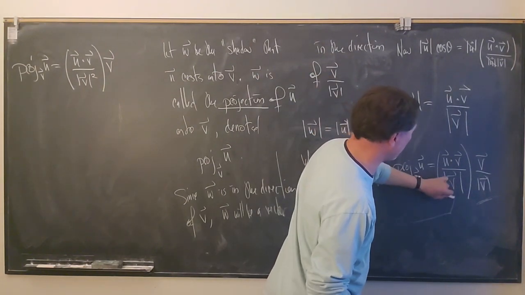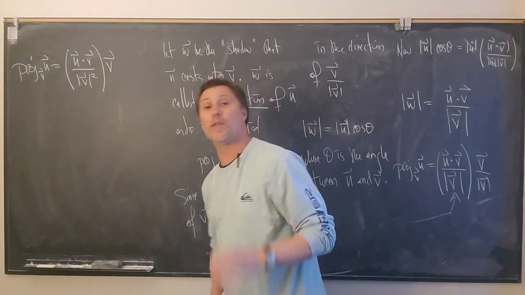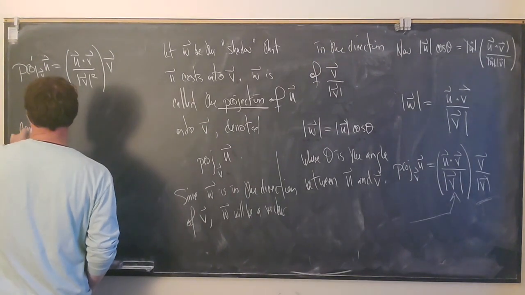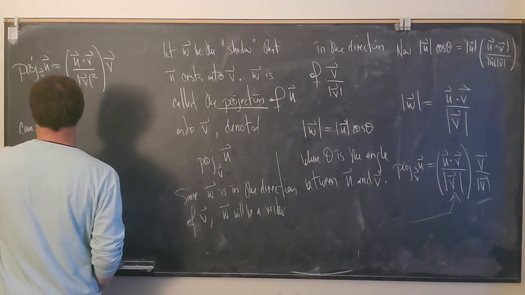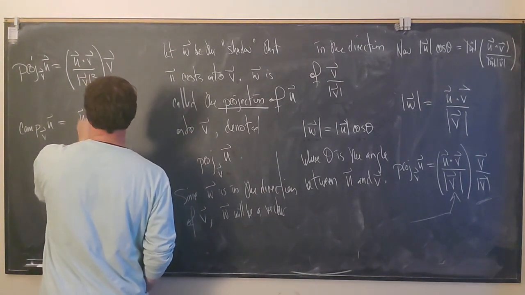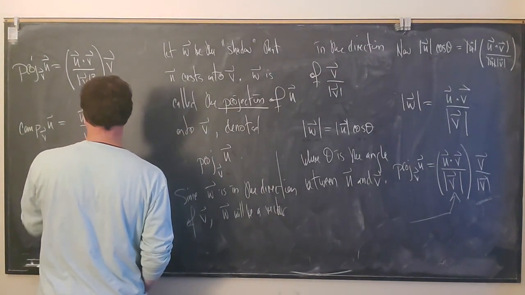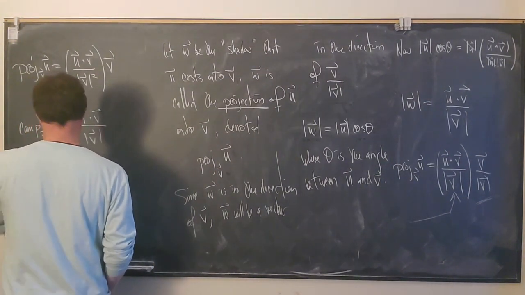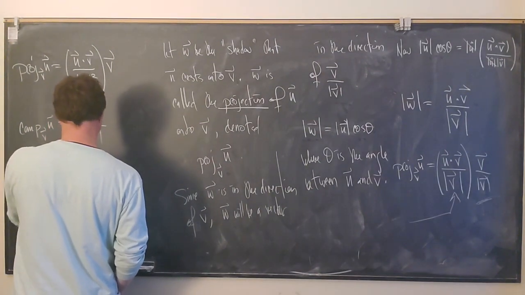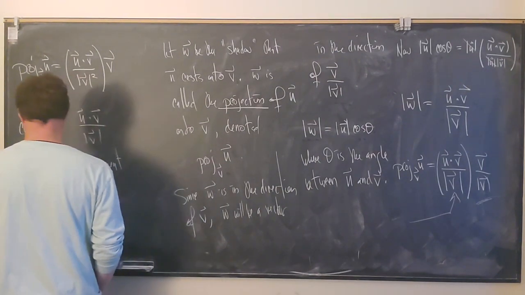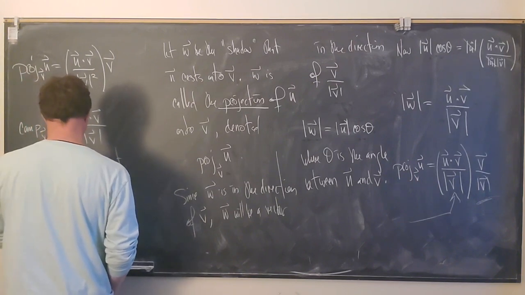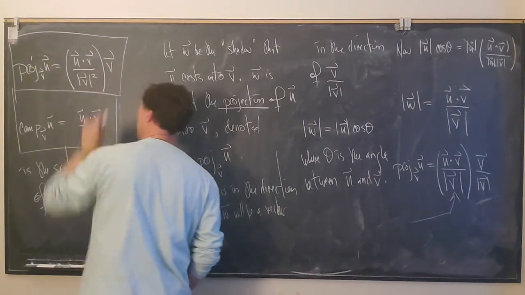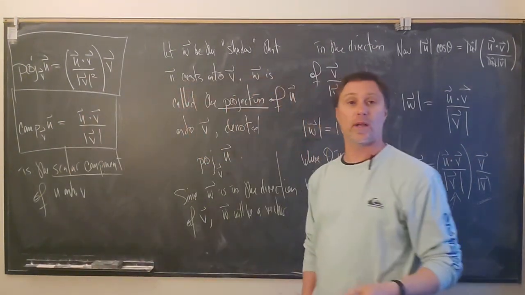This quantity right here also has a name. It's called the scalar component of u onto v. So let's write it out. So comp of u onto v equals u dot v divided by length of v. This is called the scalar component of u onto v. So we have two different formulas here, projection of u onto v and component of u onto v.